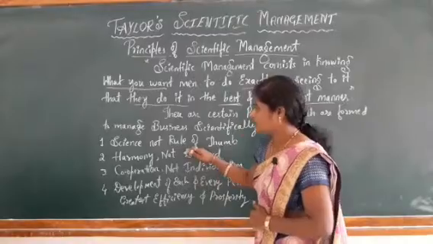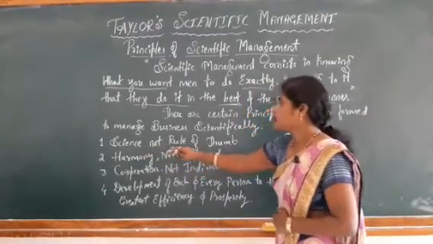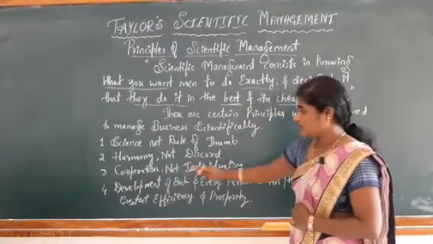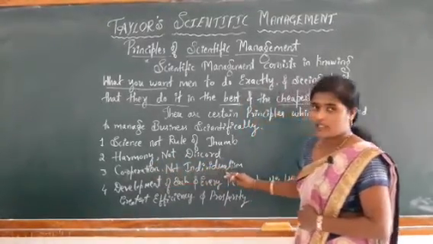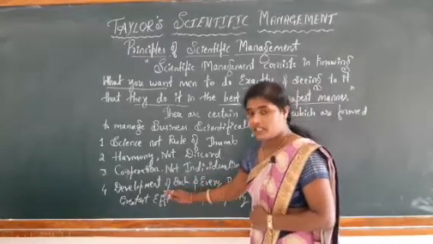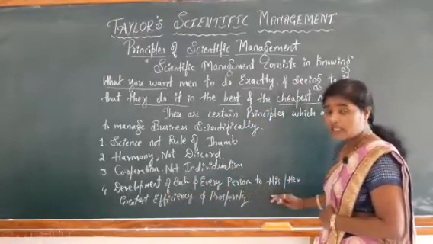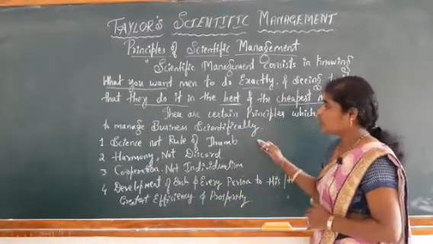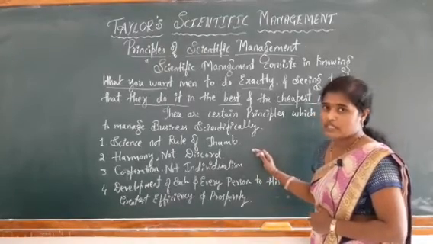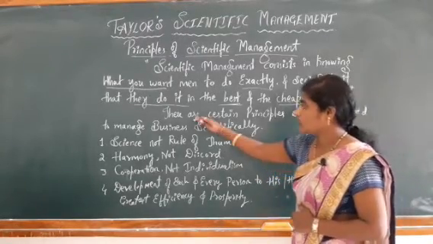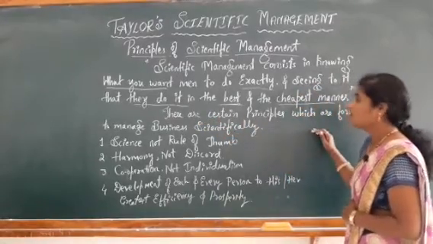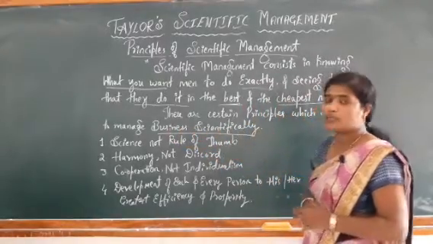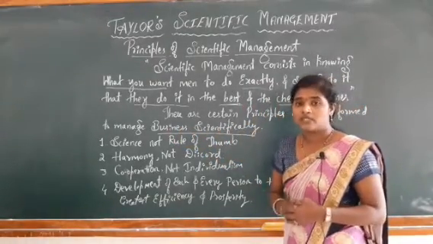There are some principles of scientific management. The first is science, not rule of thumb; harmony, not discord; cooperation, not individualism; and development of each and every person to his or her greatest efficiency and prosperity. These are the 4 important principles of scientific management, formed to help manage the business scientifically.